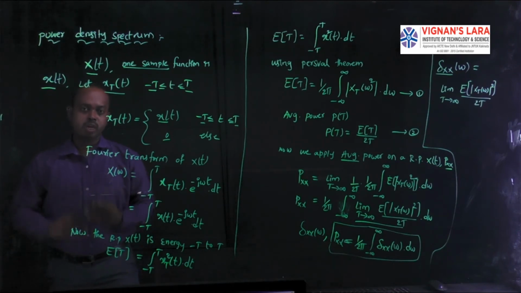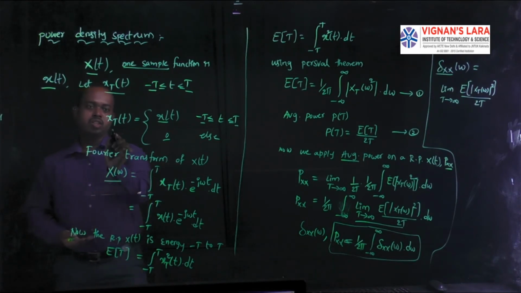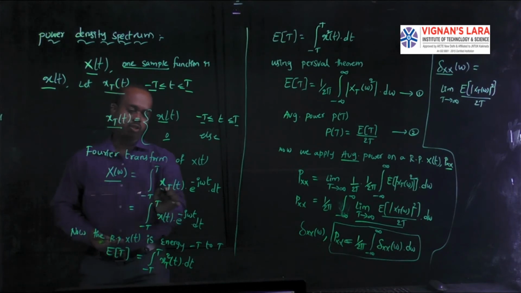Here I am considering the Fourier transform for x of t. For that, I have to write the Fourier transform representation of x of t, which is X of omega, over this interval. The integral is x of t e power minus j omega t dt. This is the basic formula for representing any function in its Fourier transform.